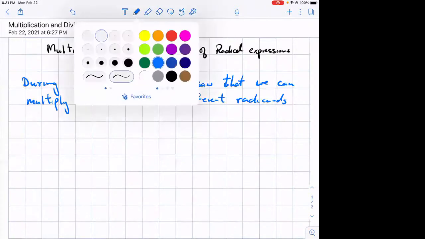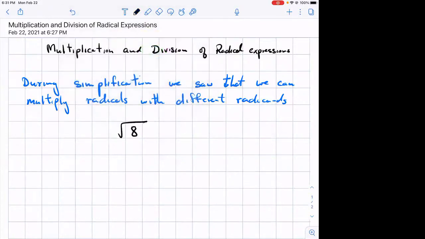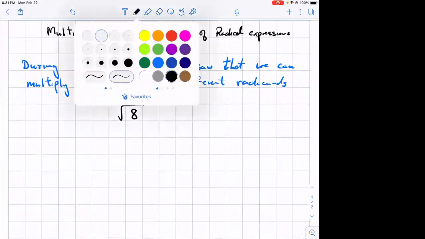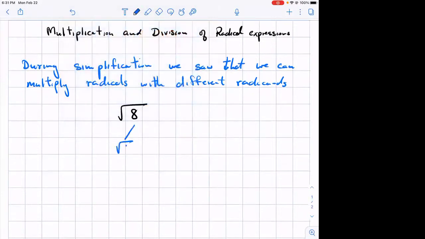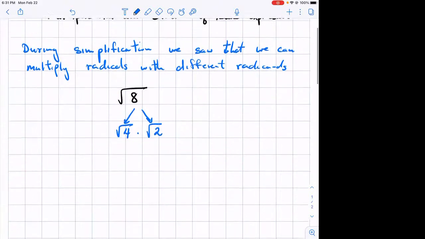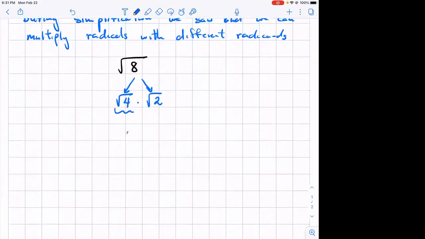We saw that the square root of 8 is the same as the square root of 4 times the square root of 2. And the square root of 4 is 2, so we get 2 radical 2. So we can multiply radicals where the radicand is different. The key is that the index has to be the same. Once the index is the same, we can do this.